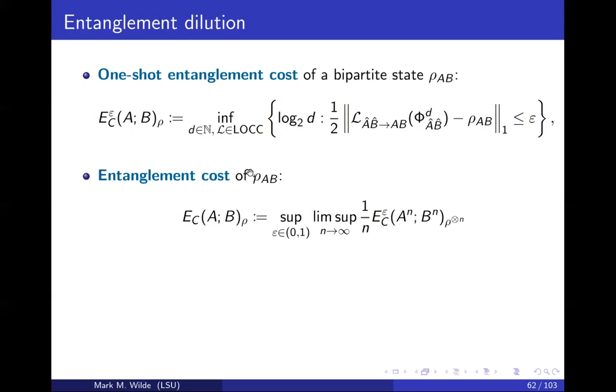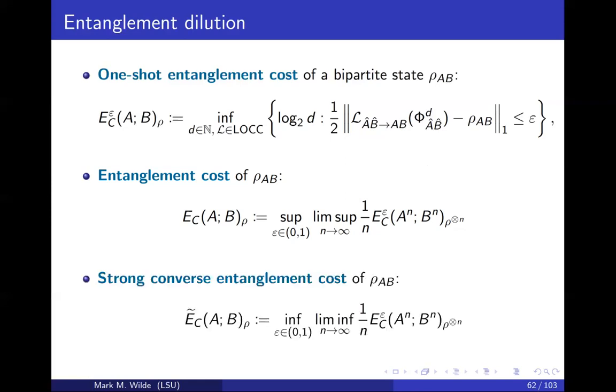And then the asymptotic entanglement cost is defined in this way. So it's again ebits per copy of the state. And then we have these limits as the number of copies goes to infinity and the error goes to 0. And the strong converse entanglement cost is like the flip of this, where you change the suprema to infima.